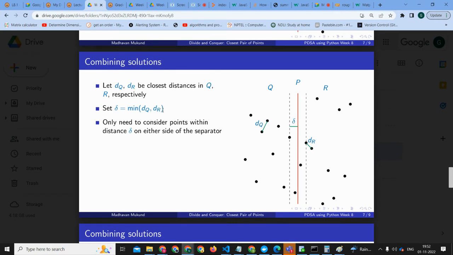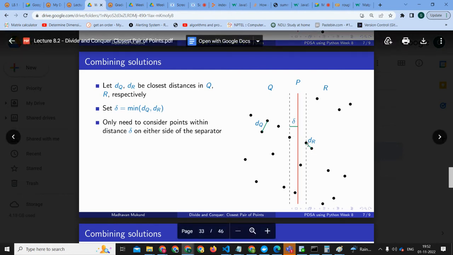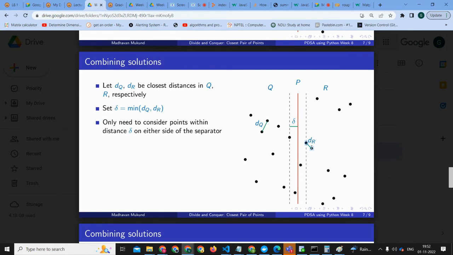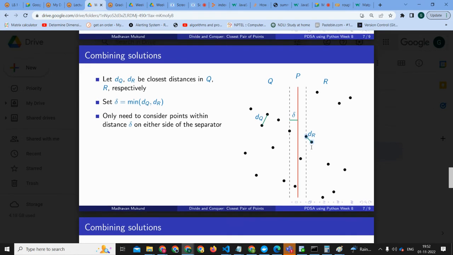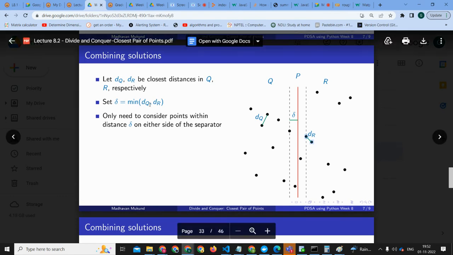Among the two, whichever is the minimum is going to be the delta. In this case it is going to be DR. Okay. So how are we saying delta is the minimum distance between DQ and DR?